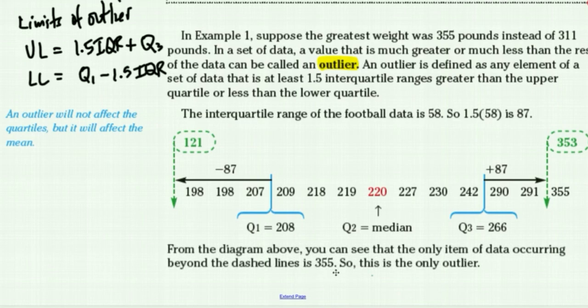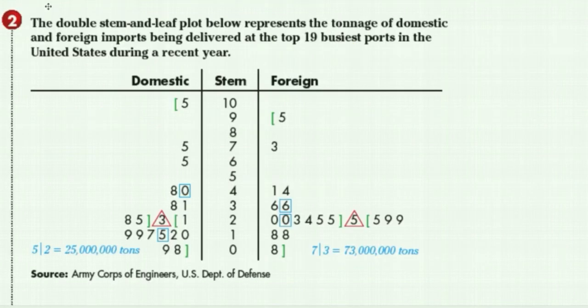355 is considered to be an outlier, and this is the only outlier because that is the only piece of data that is beyond our upper and lower limits. Okay, and those are what we call outliers. Let's take a look at the last example.